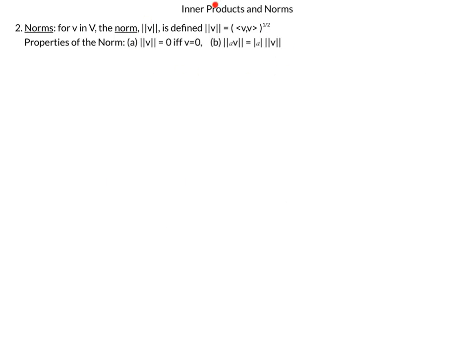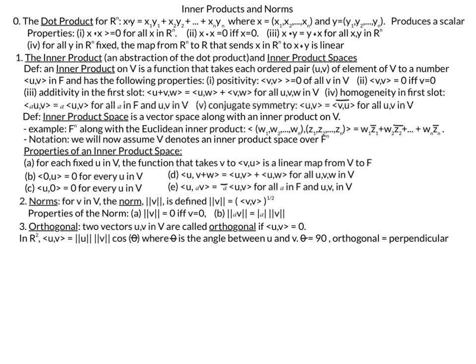And the norm has these two properties. The norm of v is equal to 0 if and only if v is equal to 0, and the norm of a scalar alpha times v is equal to the absolute value of the scalar alpha times the norm of v. Now we are ready to discuss orthogonality.